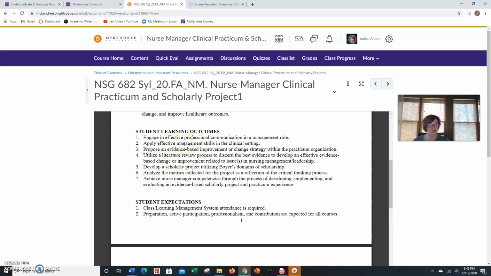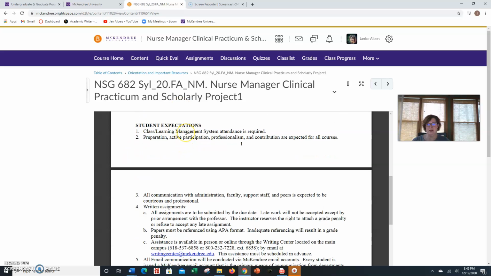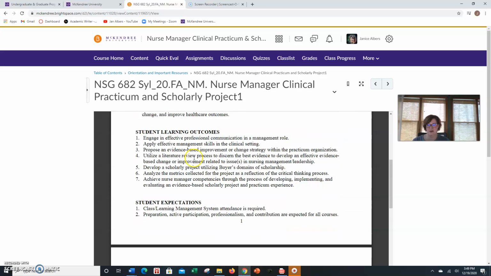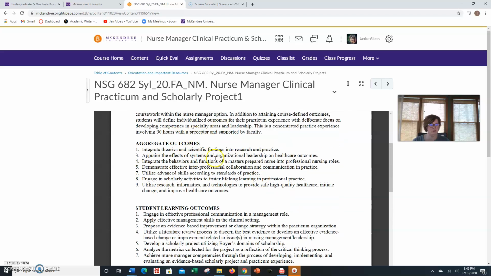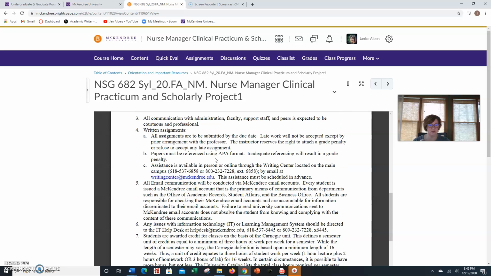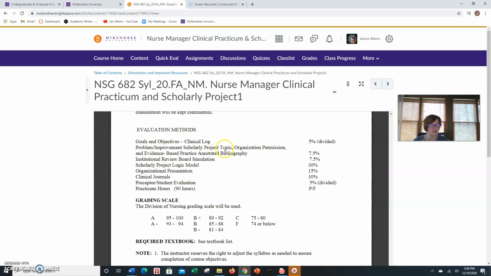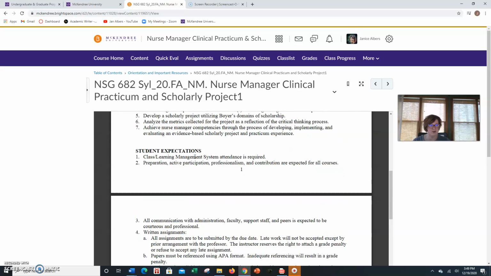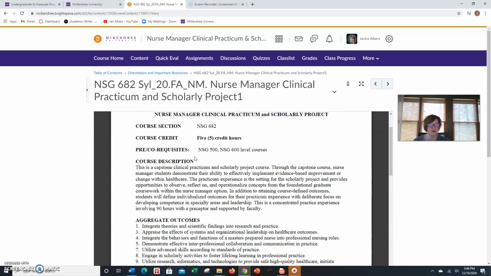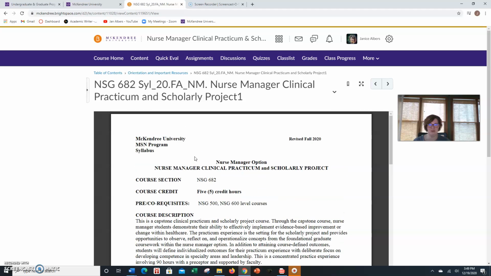Our student learning outcomes are listed here, as well as the aggregate outcomes. So key into these, the things that we need to attain while we're completing the course. And then it breaks down the evaluation methods, and there are assignments connected to each one of these evaluation methods. And I did tick and tie all the learning outcomes, both student learning outcomes and aggregate outcomes, with the activities to assure that we're covering all of those in the course itself.